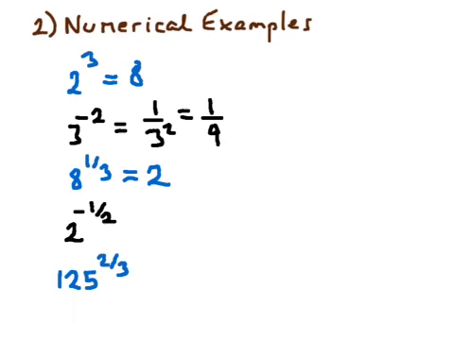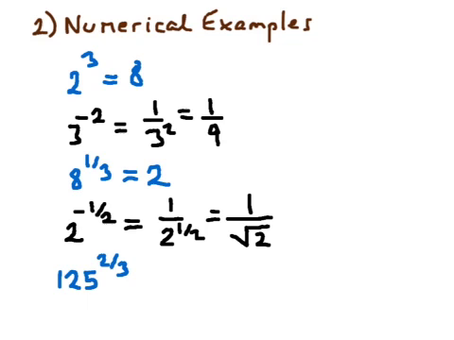The next example is what is 2 to the minus a half, and that means what is 1 divided by 2 to the half. Now 2 to the half is the square root of 2, so this is 1 divided by the square root of 2.